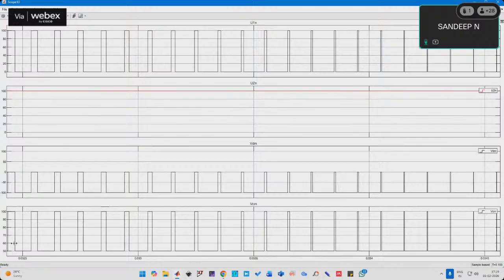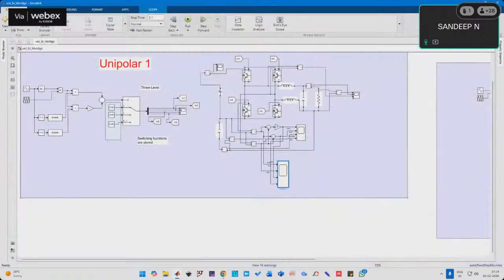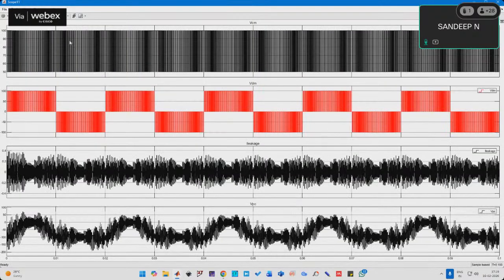From the table, if you remember, the common mode voltage swings from UPV by 2 to UPV, and that is going to cause the leakage current. You can see here the leakage current is this. So this is our leakage current. You can see the amplitude is going up to 0.4, like 400 milliampere. That is the peak. In case of bipolar, it was 0.1 into 10 power minus 3. That was the order.